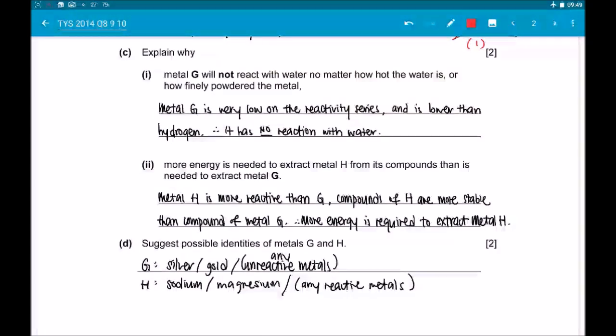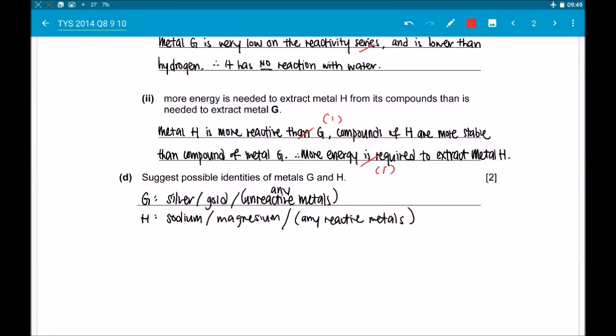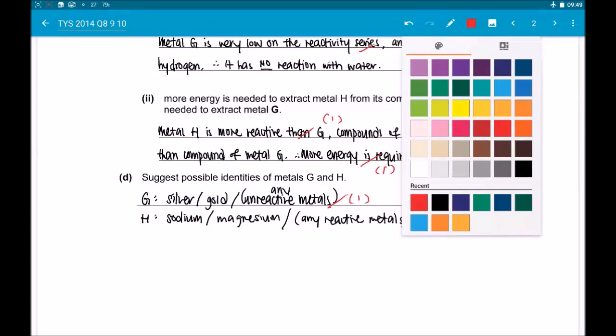So for part C, again part C will be 2 marks, so it will be 1 mark for each part. So C part 1, 1 mark will be given for talking about the low position in the reactivity series and how because it is less reactive than hydrogen, it has no reaction with water. And for C part 2, the 1 mark will go to metal H being more reactive than metal G, and thus the compound being more stable and more energy is required to extract the metal. And lastly, for part D, 2 marks are given, so you just have to suggest one identity for metal G and one identity for metal H. So that will be the marks allocation for question 9.